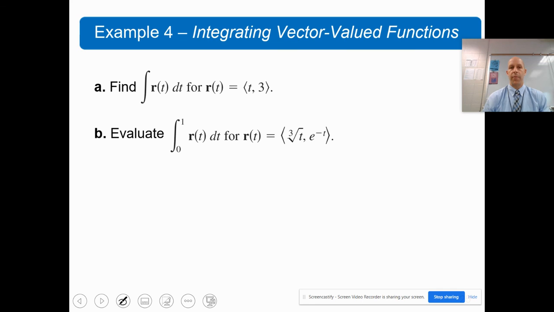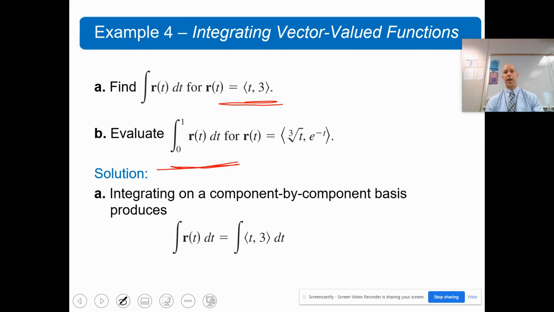So let's see an example of that. Let's go ahead and integrate this, and then let's go and do FTC for that. So let's look at A. What is the antiderivative of t? Well, that's t squared over 2. What is the antiderivative of 3? Well, that's 3t, and then plus c. Done.